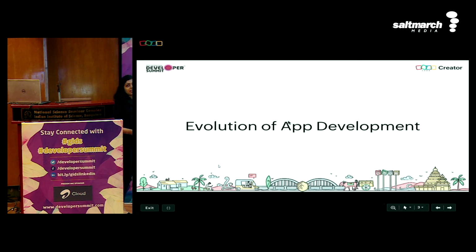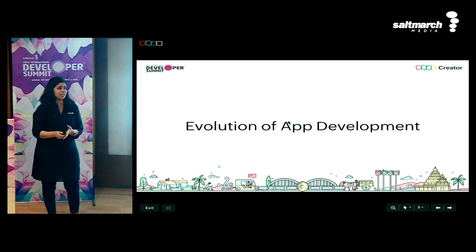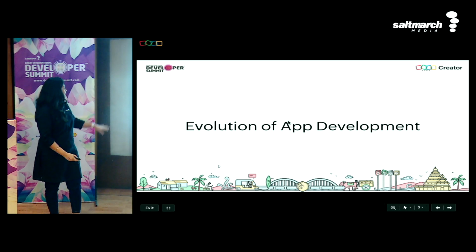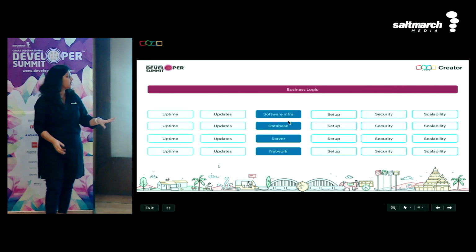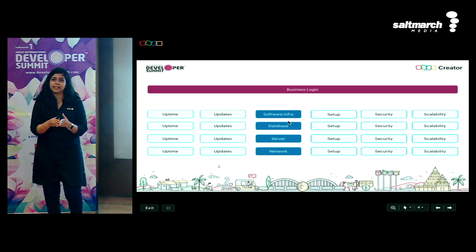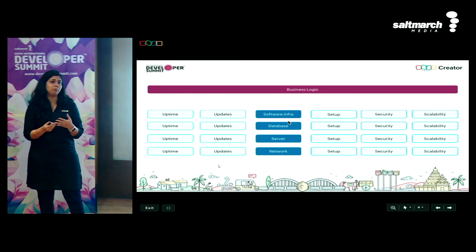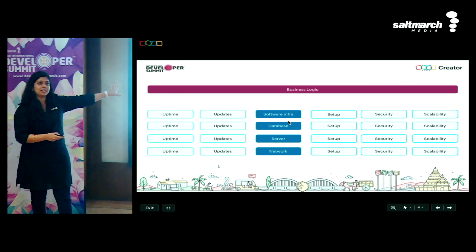What you saw here is kind of an evolution of app development, right? So many of you are developers and you would know the different stages or steps with which you have to build an app. You have to think about the network layer, the server, the database, the software infrastructure. Not only that, you have to think about the setup, the updates, the scalability, the uptime, all of that before you even get into building the actual application, which is the business logic part.